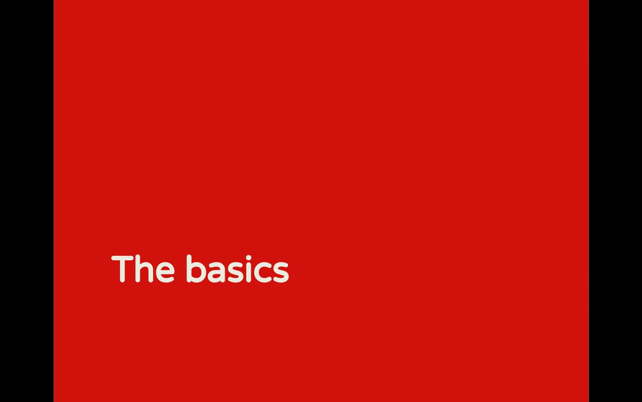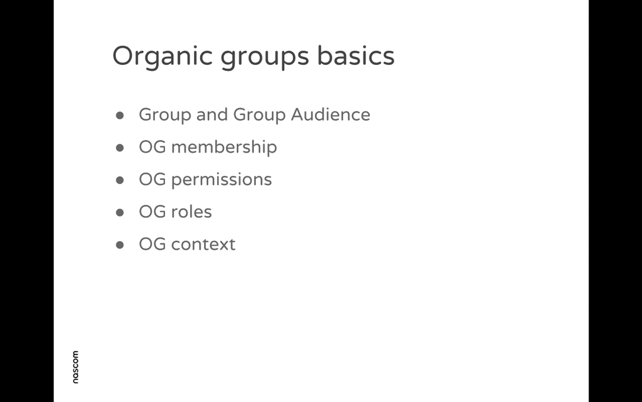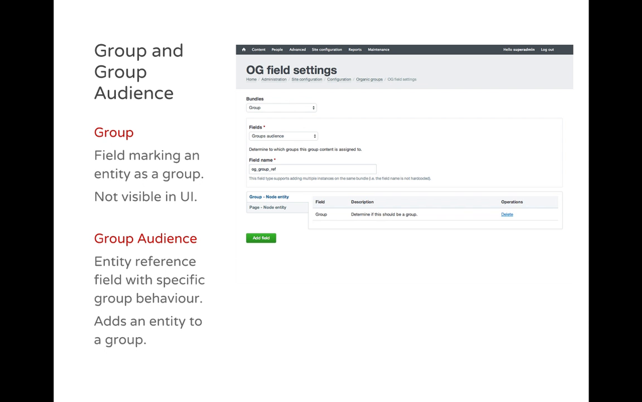So that was a small introduction of the case studies, and I'll go on to the basics of organic groups. Organic groups has some different concepts. First off, we have a group and group audience. A group in developer terms is a field which will mark an entity as a group actor. This field isn't visible in the UI. It's all managed by organic groups itself.